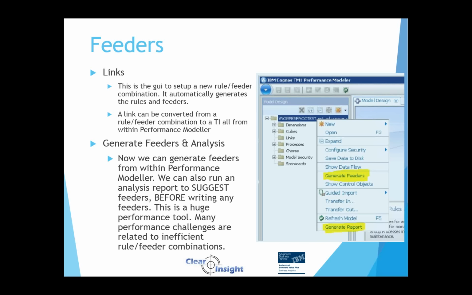So let's say you've got a fairly large cube or set of cubes, and you're wondering, okay, well I need to have a new calculation for my revenue. It's going to be my unit price times my units sold from one cube, and it's going to feed into another one. So what's the right feeder for that? It can be a difficult question to answer. Before we're even writing that feeder, this report here will help us understand what are some suggestions for that.